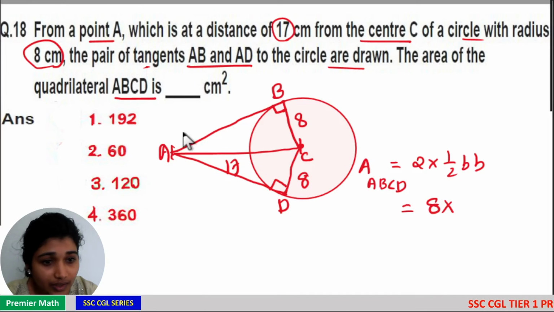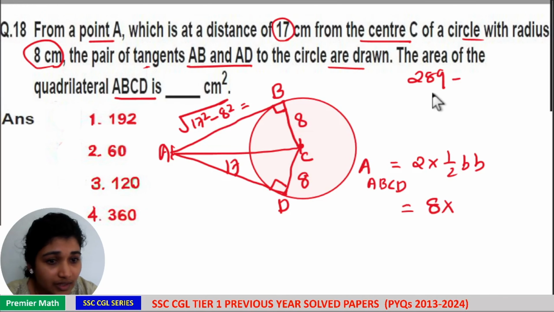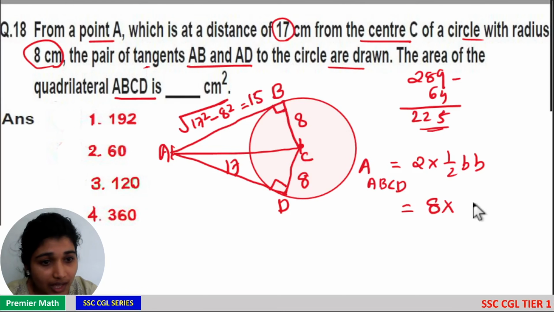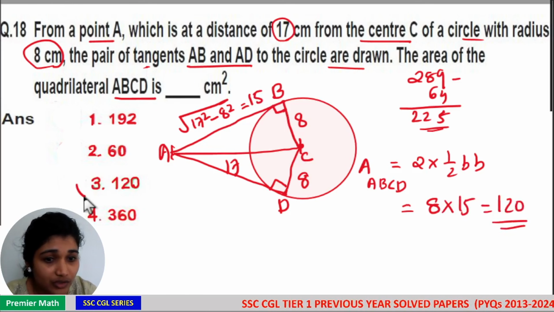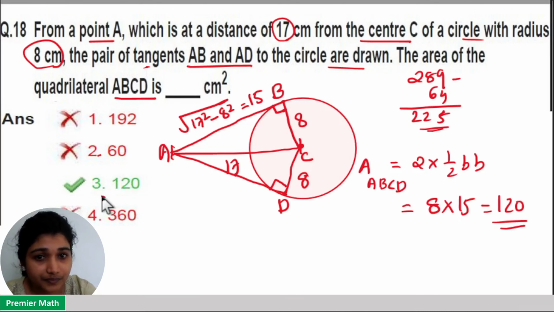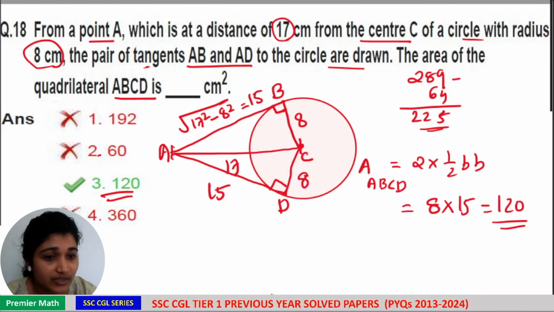So height is equal to root of 17 square minus 8 square. 17 square is equal to 289 and 8 square is equal to 64. So this will become 225. 225 is 15 square. So height is 15, which means 8 into 15 is the area, which is 120 centimeter square. Option 3 is your answer. This is also 15. Both AB and AD are 15 because the hypotenuse is common, which is 17 centimeter, and the base is common, which is 8 centimeter.